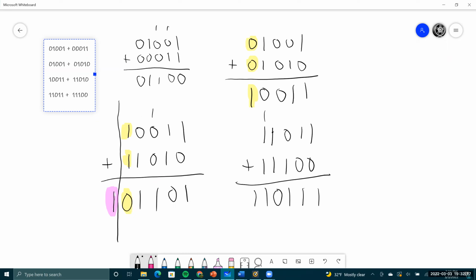No, because the answer is correct, because we're going to discard this. This is discarded. And what we're keeping is negative plus negative, ended up with a negative. You're good to go. All right.